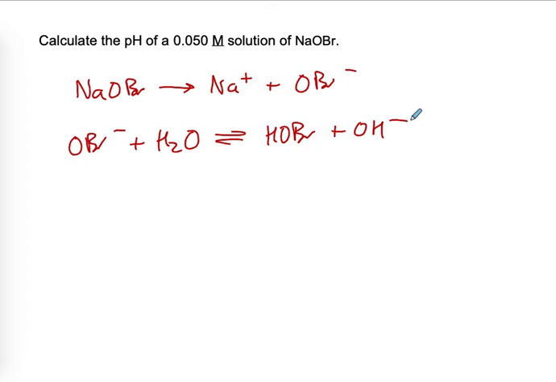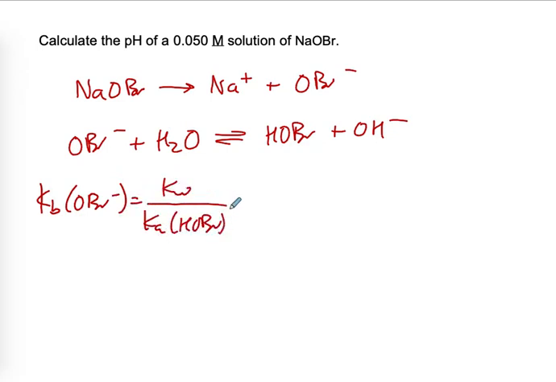Now, we don't have Kb for hypobromite on our table, so we're going to have to use the fact that Ka times Kb equals Kw. So Kb of hypobromite equals Kw over Ka for hypobromous acid.